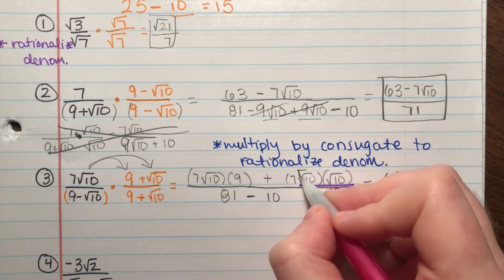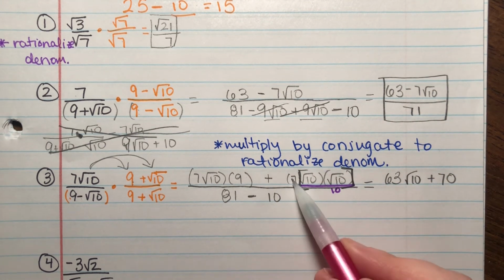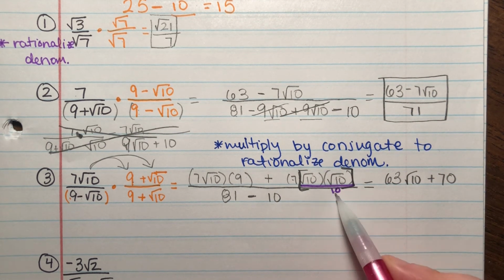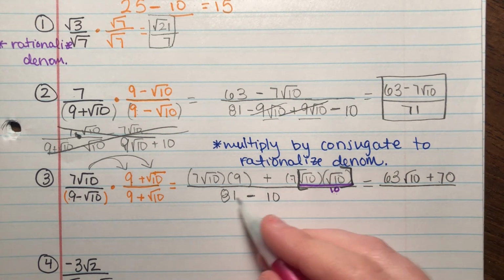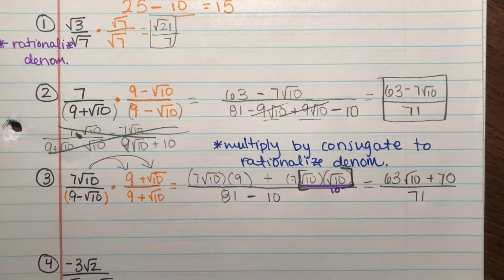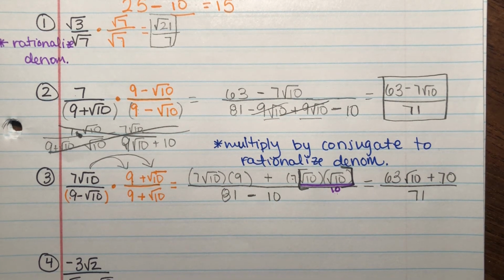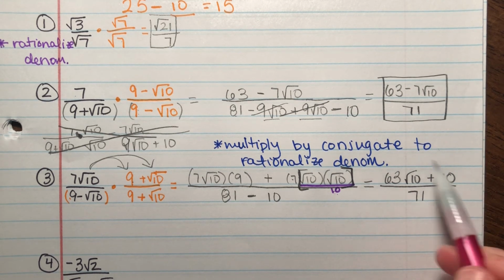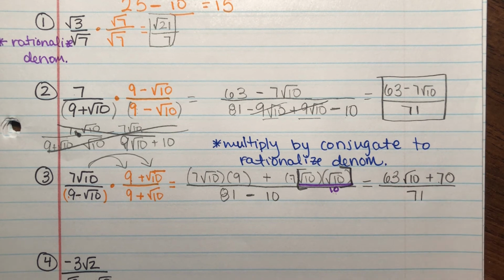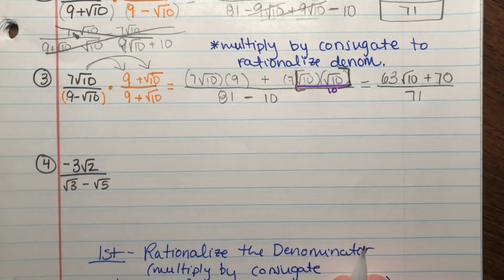So I broke this down like this, if you're wondering where that came from. So 7 times this, which is 10, 7 times 10 is 70, over 81 minus 10, so over 71. All right, and that would be my final answer. If you wanted to, you can always factor a 7 out here, but it's not going to affect the overall answer, so this is perfectly fine. All right, and let's look at one more example here.